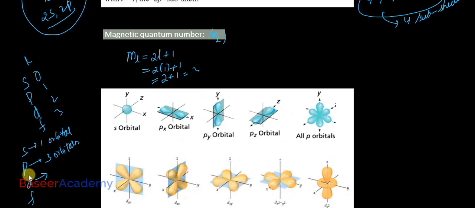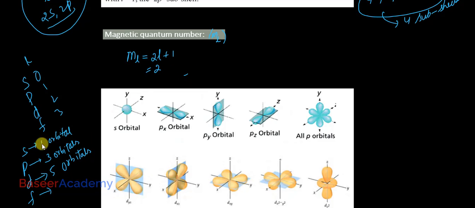How many orbitals will be there in d subshell? Obviously, the l value of d is 2. So in place of l, I'm going to substitute 2. 2 into 2 is 4. 4 plus 1 is how much? 5. Which means d will have how many orbitals? d will have 5 orbitals.